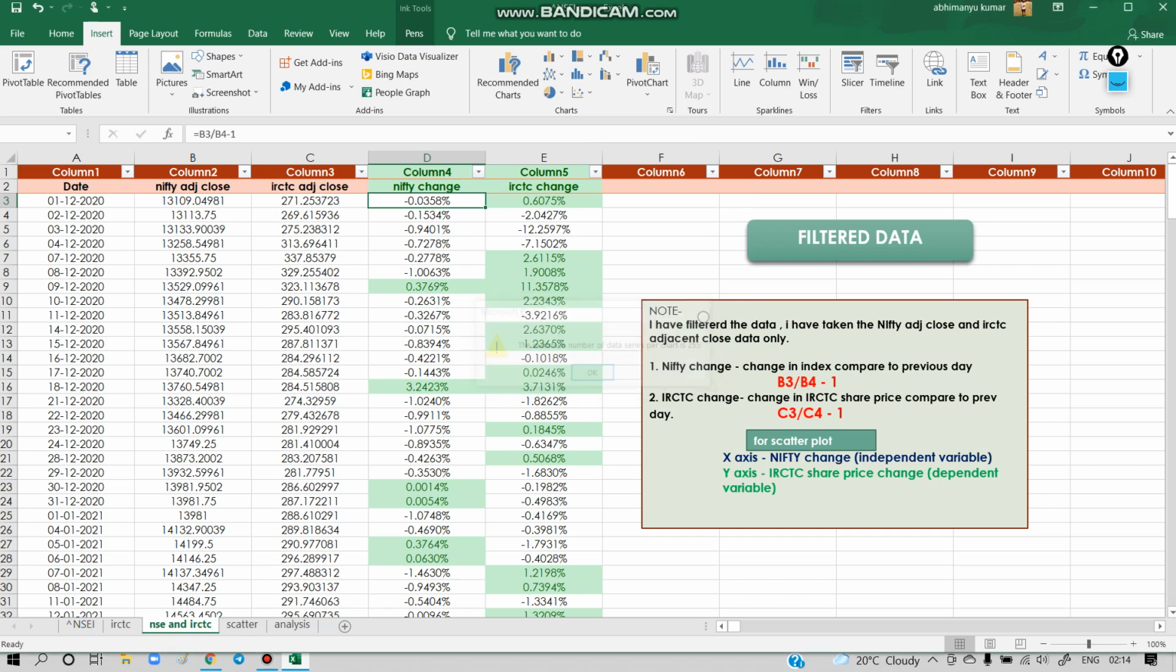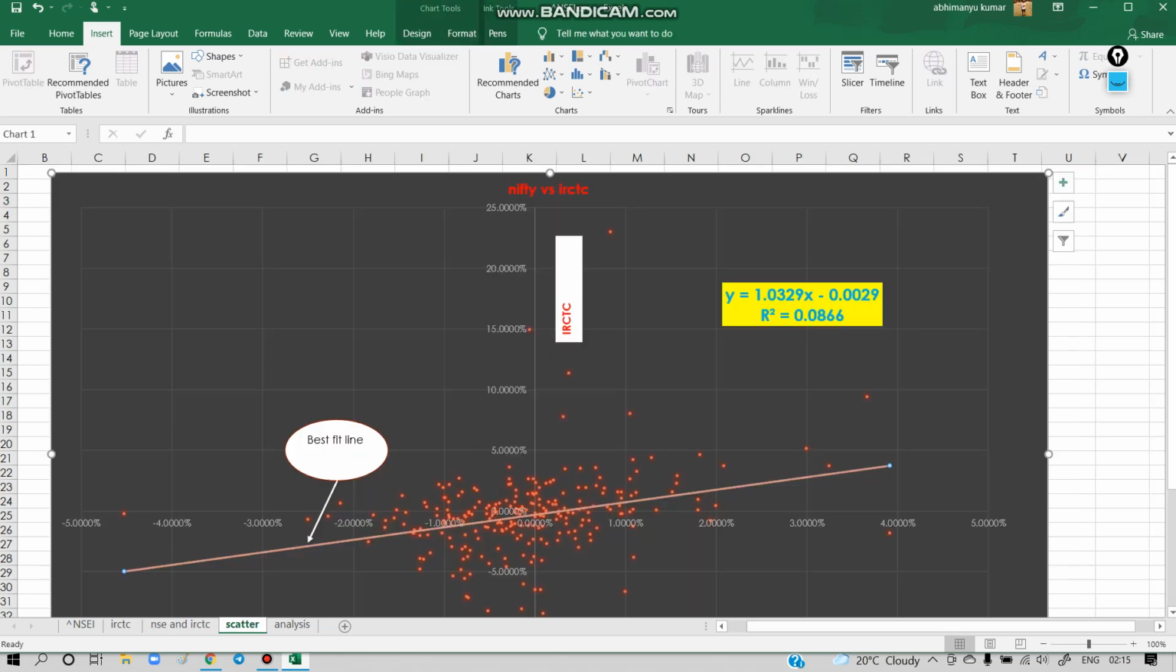Okay. So if you choose the scatter plot, now take the x-axis value as Nifty change and y-axis value as IRCTC. Okay. Now let's move on to the scatter plot. As you can see, it has already been plotted.